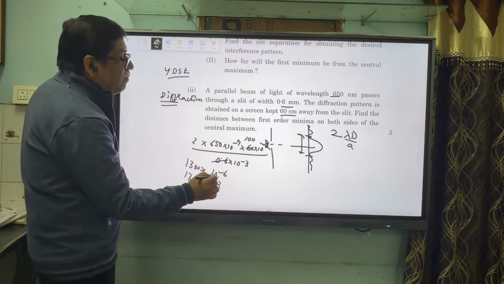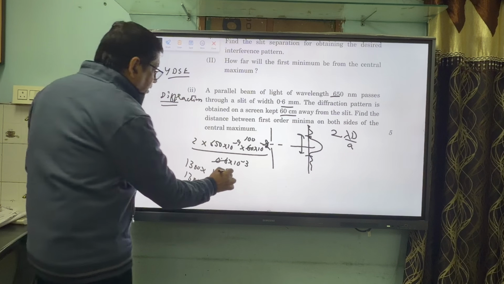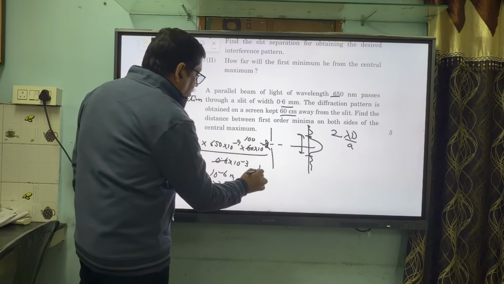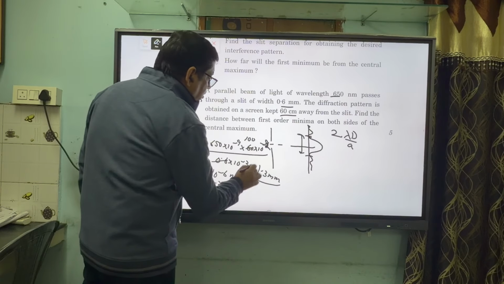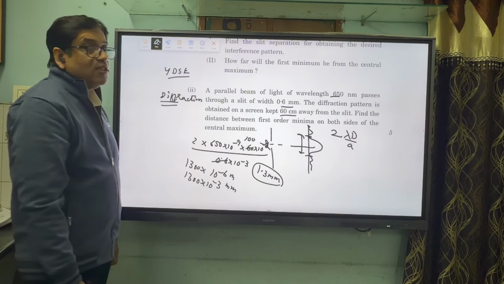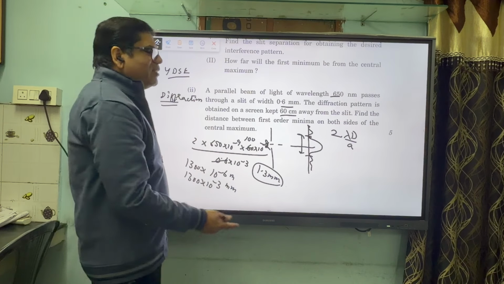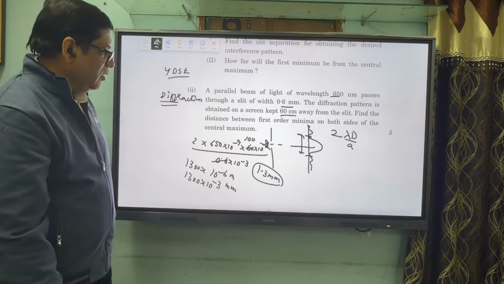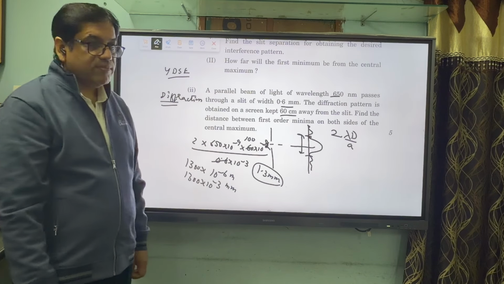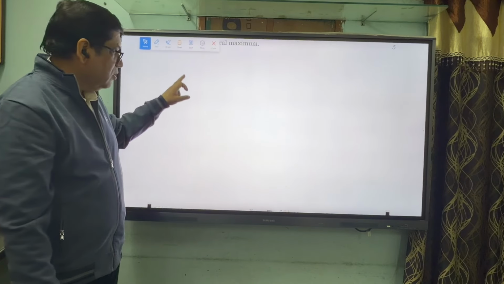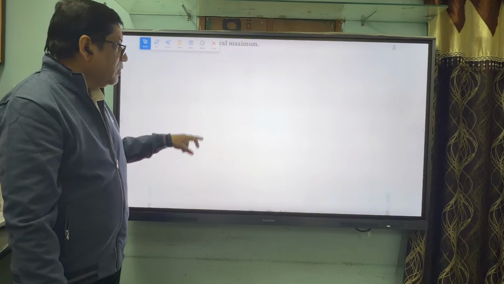This was meters, this becomes millimeters. Ultimately, answer आ गया, 1.3 millimeter is the answer. That's the distance between two minima on either side of the central maximum. ये central maximum की width समझ लो 2 lambda D by a, which is 1.3 millimeters. So I think this question paper is completed now.